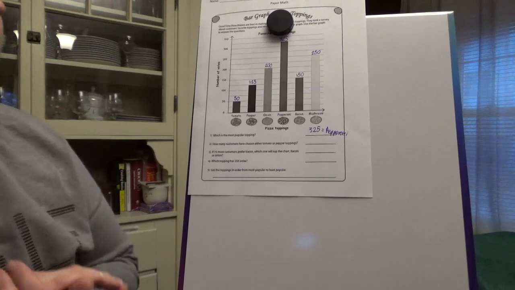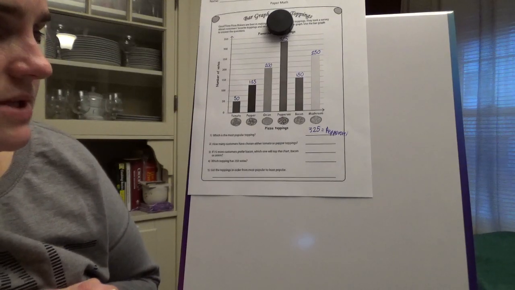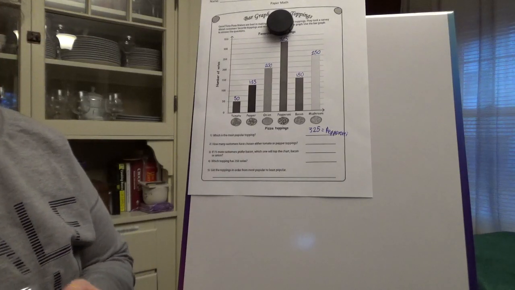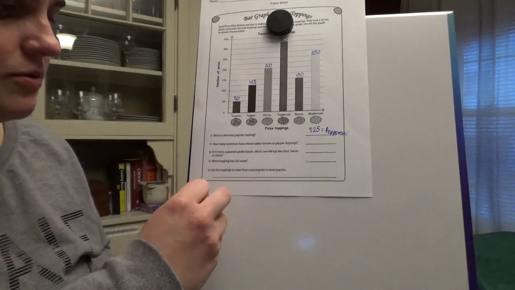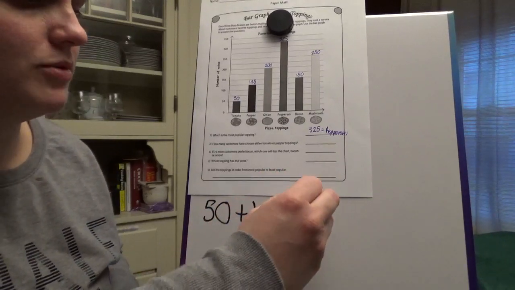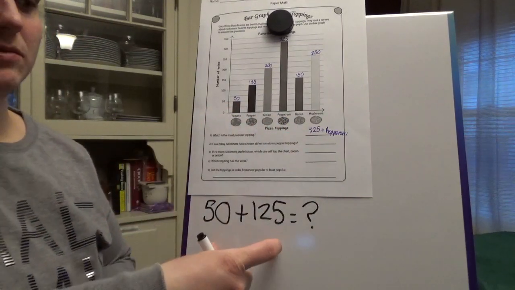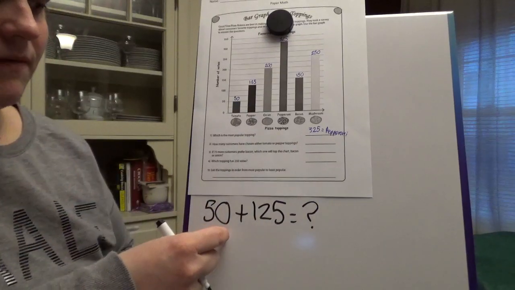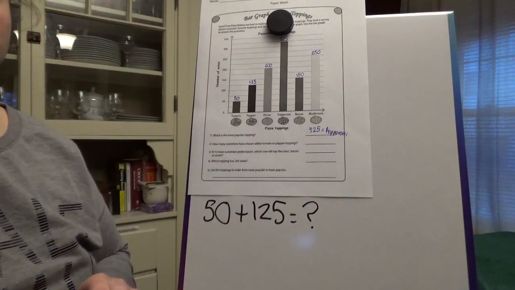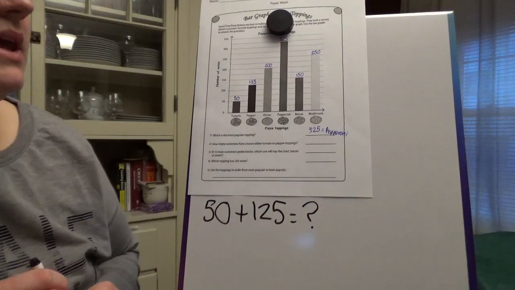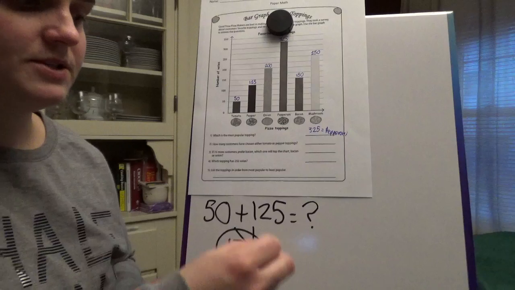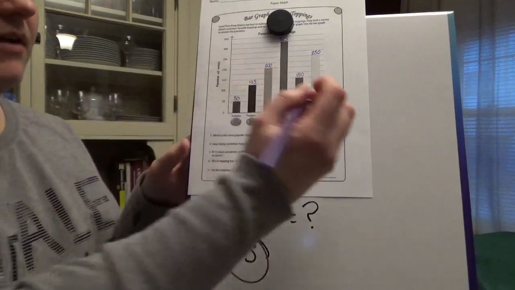Okay, so the next question says, how many customers have chosen either tomato or pepper? So that's telling me that I need to do some addition. I know that 50 people chose tomato, and I'm going to add 125, which represents how many people chose pepper. So when I do this, I'm thinking about my quarters. I know 50 cents is just 2 quarters, so if I have 125, I'm going to add 2 quarters. So 125 plus 1 quarter would be 150, plus another quarter would be 175. So the answer for this is 175.